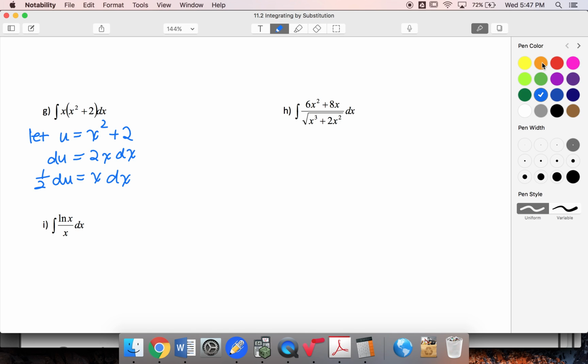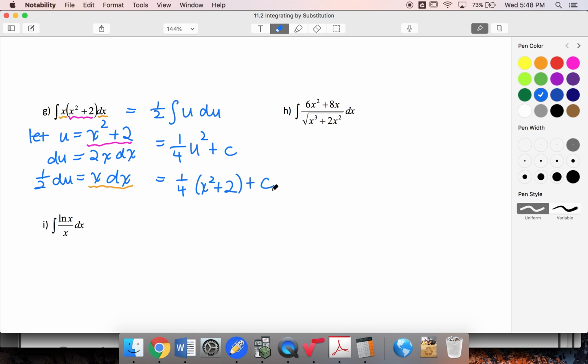So when I substitute, I've got my x dx, which I see here, and I've got my x squared plus 2, which I see here. So I could say that this integral is the same as the integral of 1/2 u du. I can easily integrate this. That's going to be 1/4 u squared plus c, 1/4 (x squared plus 2) plus c. x squared plus 2 quantity squared.